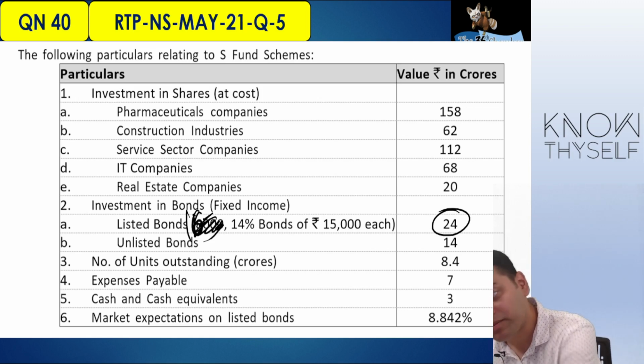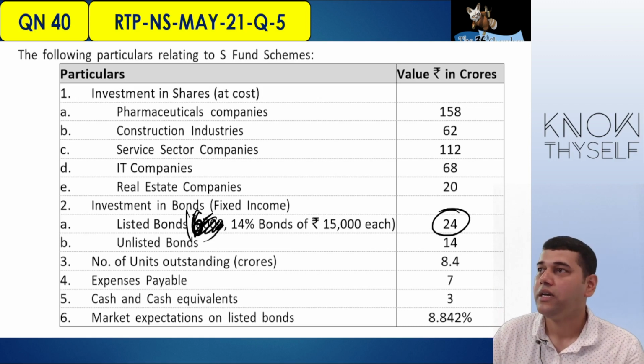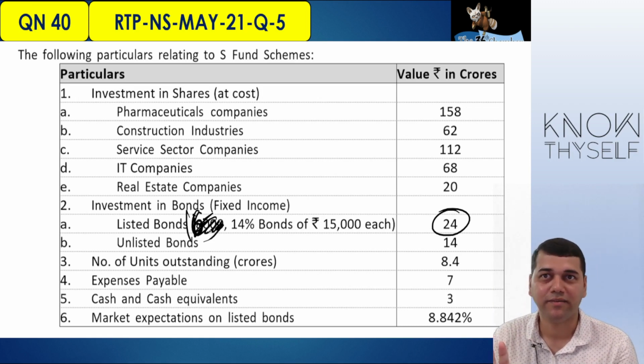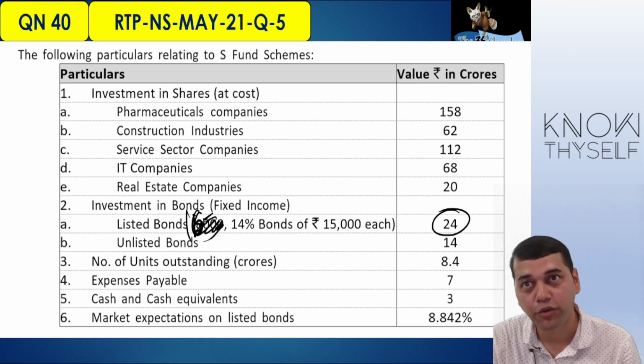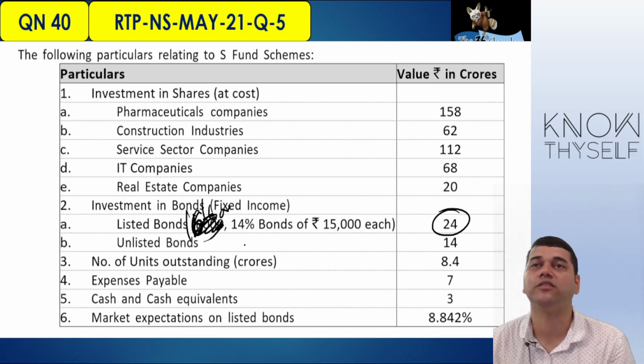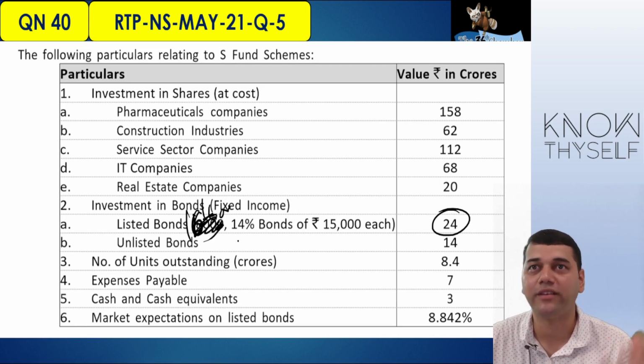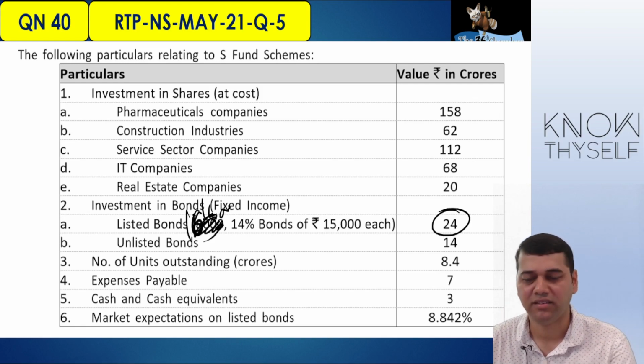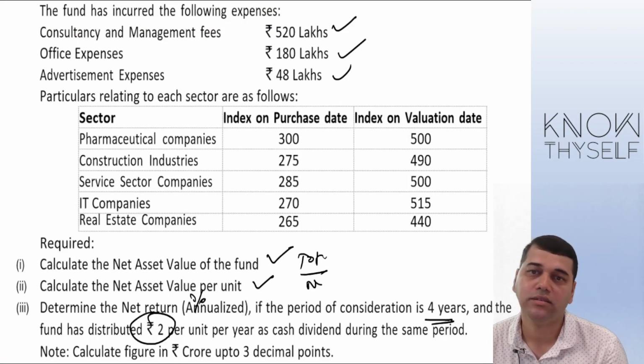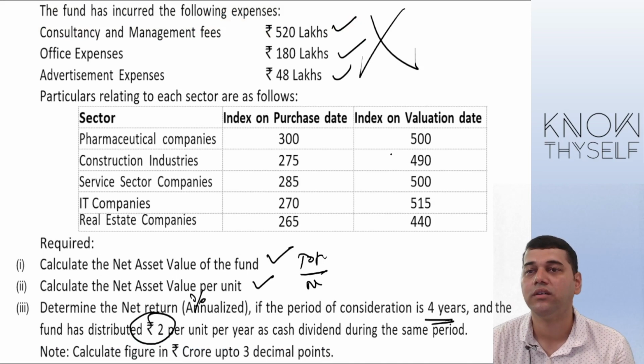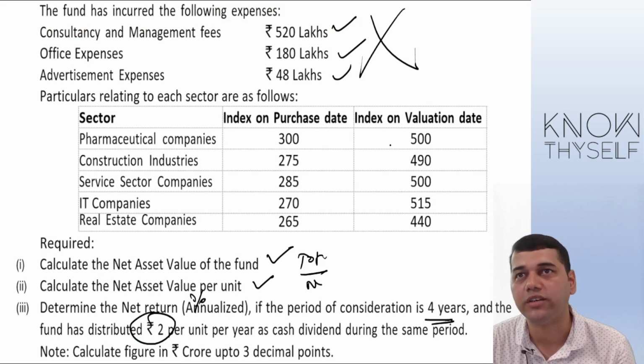But my point is, be prepared for all the scenarios. Know that this is a mistake. In the exam, they may not give you or they may give you the correct 16,000. Don't get confused about where it came from. Okay, that's it. And one more catch here is, the fund incurred expenses, they have ignored them fully.